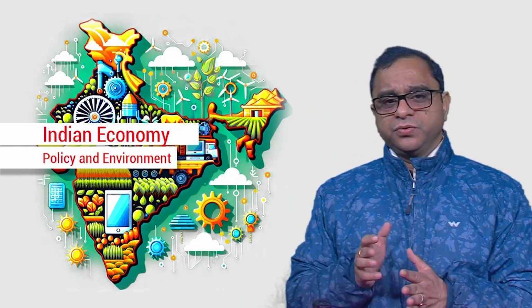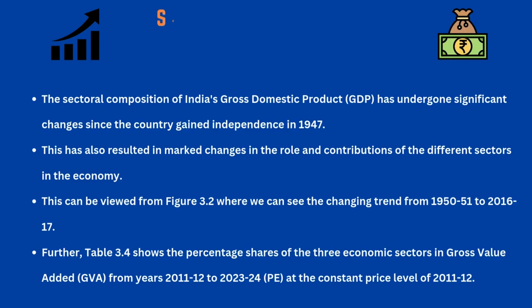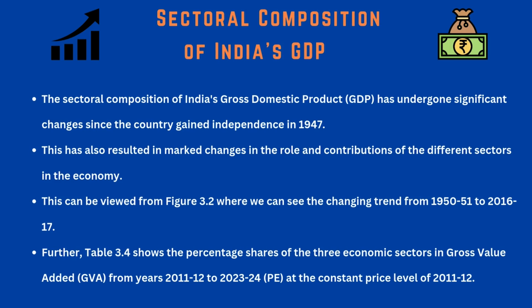Now, dear learners, let us look at the sectoral composition of India's GDP. The sectoral composition of India's GDP, gross domestic product, has undergone significant changes since the country gained independence in 1947. This has also resulted in marked changes in the role and contributions of the different sectors in the economy. This can be viewed from figure 2.2, where it can be seen the changing trend from 1950-51 to 2016-17. Further, table 2.4 shows the percentage shares for the 3 economic sectors of gross value added from 2011-12 to 2023-24 at a constant price level of 2011-12.